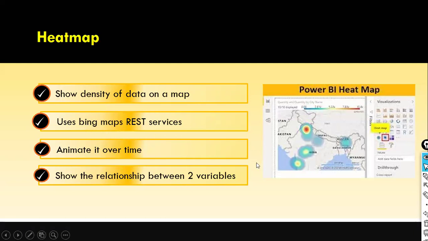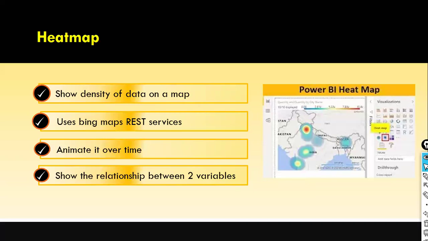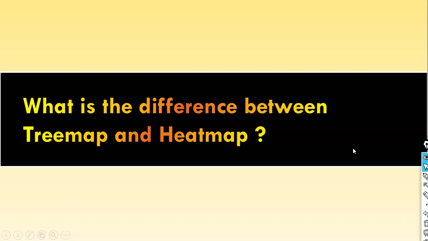The heat map uses Bing Maps REST services, and you can animate it over time. It shows the relationship between two variables. That's the whole idea of a heat map. The tree map, you can use it to show the part-to-whole relationship, and also if you want to display hierarchical data, you can use the tree map. Whereas the heat map shows the density of the data, in which location the data are clustered so closely. And also it helps you to show the relationship between two variables.